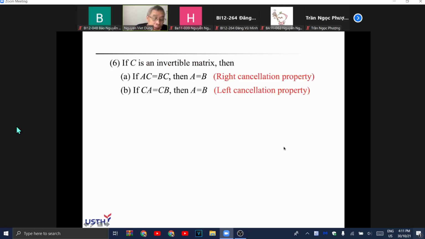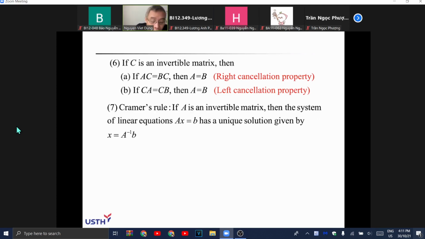Property number 6 is about cancellation. In case C is an invertible matrix, if AC equals BC, then we can imply that A equals B. That is named the right cancellation property. And if CA equals CB, where now we have a product with C from the left, then we can imply A equals B if C is invertible. In that case, we say it is the left cancellation property.